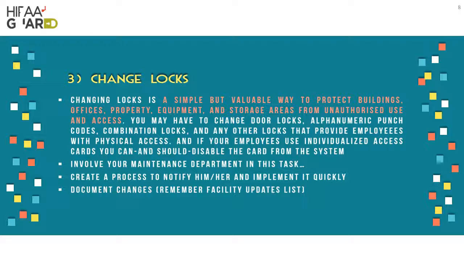Number 3, change locks, physical access. It's a simple, valuable way to protect buildings, offices, property, equipment, and storage areas from unauthorized use and access. You may have to change door locks, punch codes, combination locks, and any other locks that provide employees with physical access. If your employees or contracted business associates used individualized access cards, you should disable the card from the system and have them return that.